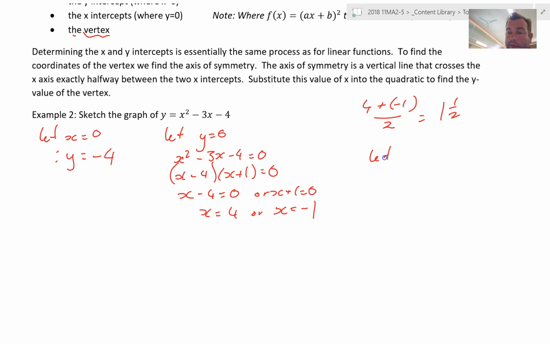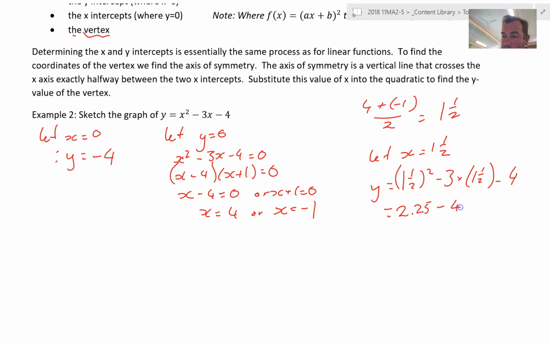Now, let x equal 1.5. Therefore, y equals 1.5 squared minus 3 times 1.5 minus 4. Putting the pressure on. So that is 2.25 minus 4.5. That sounds like minus 2.25, minus 4. Minus 6.25, or 6 and a quarter, if you will.